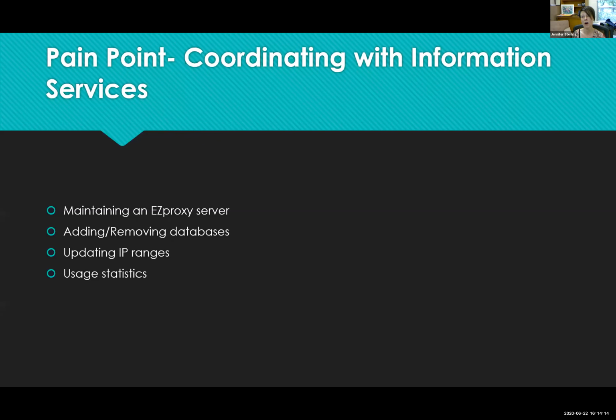We want to know how many actual people are authenticating, or when was the last time somebody actually logged in. We would like to know that, or at least I am as a librarian. I'm curious about that. But we couldn't get to that kind of information. So that's definitely something that we would like to know, but we're just not able to get with an EZproxy server.